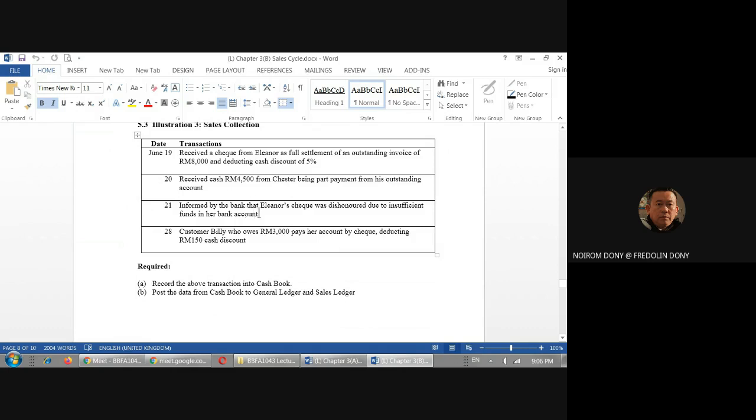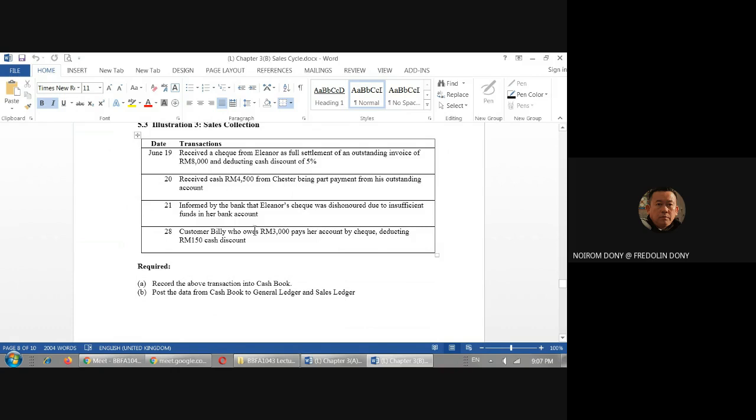Informed by the bank, this one is different. Eleanor's check was dishonored, meaning the check was turned down. Meaning the current account of Eleanor does not have enough to cover the payment she made. So that's why it was not honored by the bank. So it was returned, and we have to reverse this. Even the discount that we gave, we also have to reverse it. Reverse is the opposite, isn't it? So this one also we have to make the opposite entry. If we have credited, we have to do a debit entry.